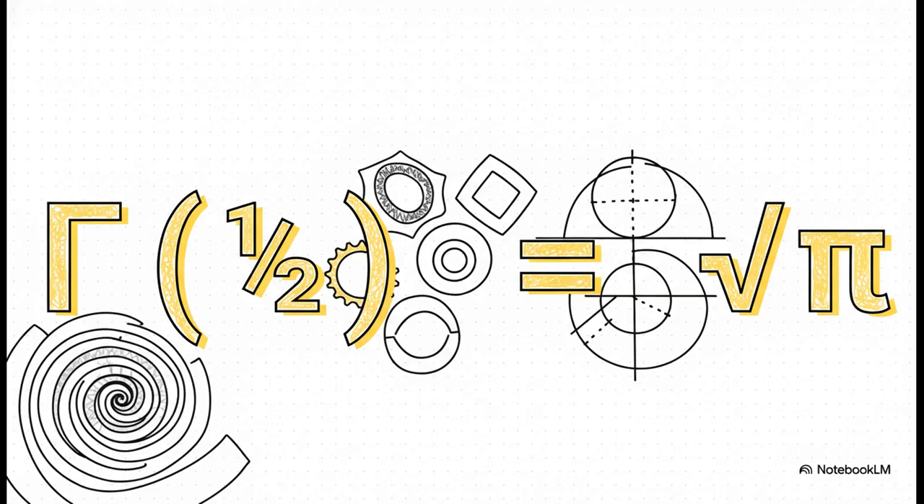It reveals these totally unexpected, beautiful connections in math. Get this, the gamma of 1/2, it's not some messy decimal. It is the square root of pi, which shows that this function is plugged into the very fabric of mathematics.